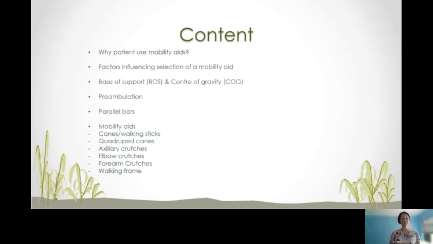Thereafter, I'll briefly introduce you and we will have a quick look at the types of mobility aids. These on the slide, but not only these. So sit forward in your chair, give me your full attention, and let's go through these topics.